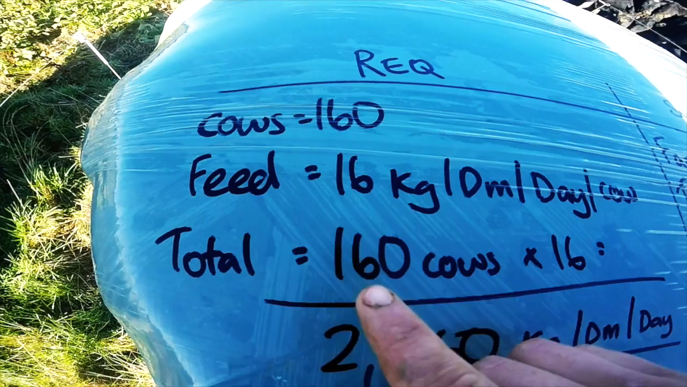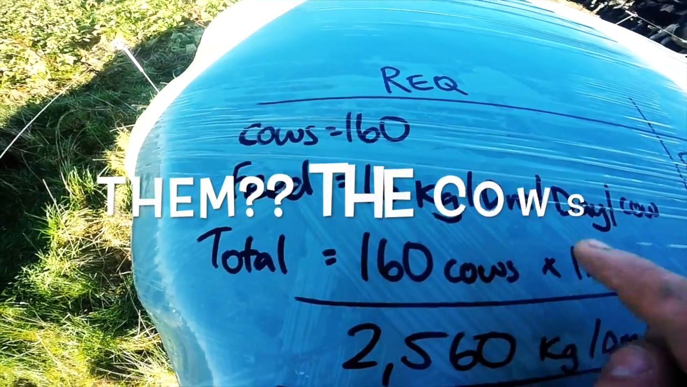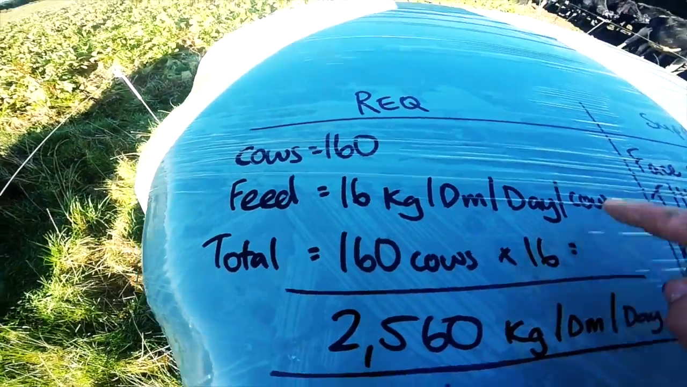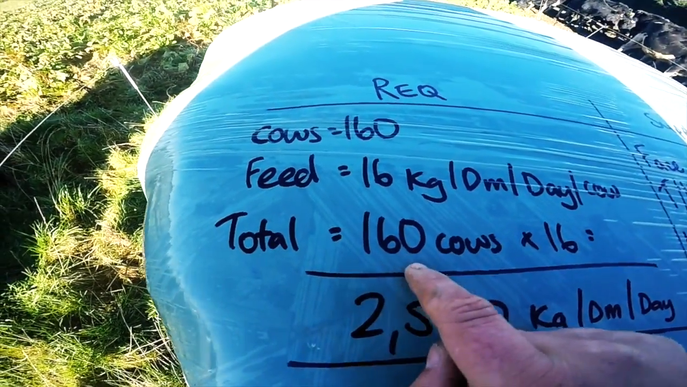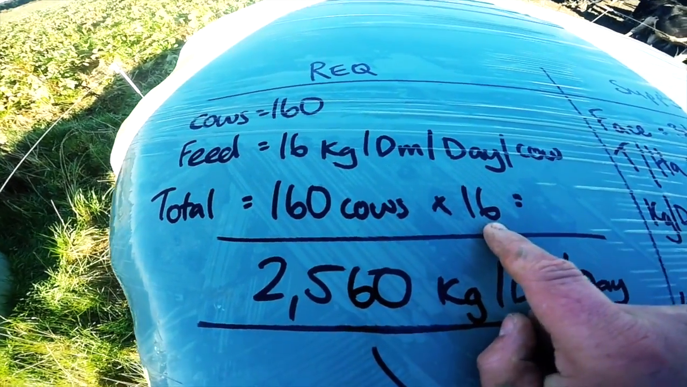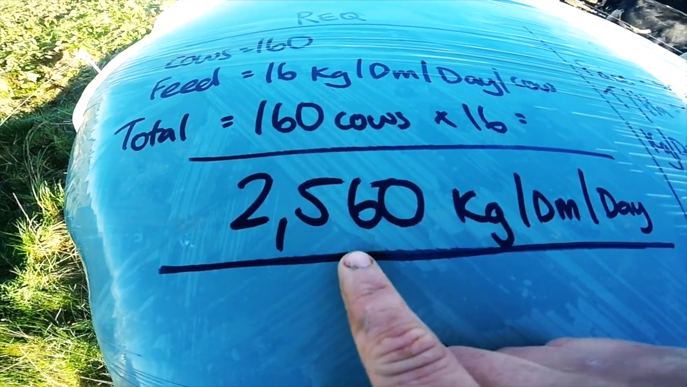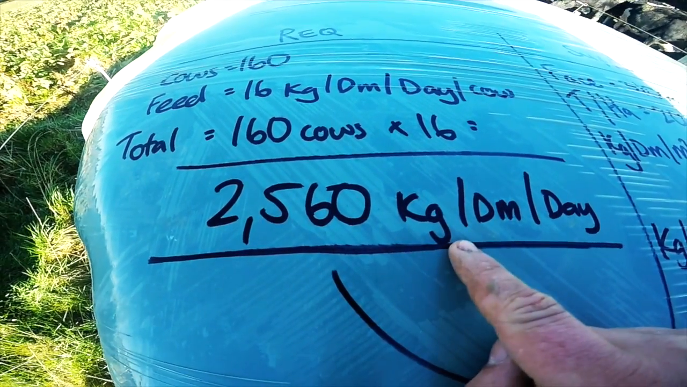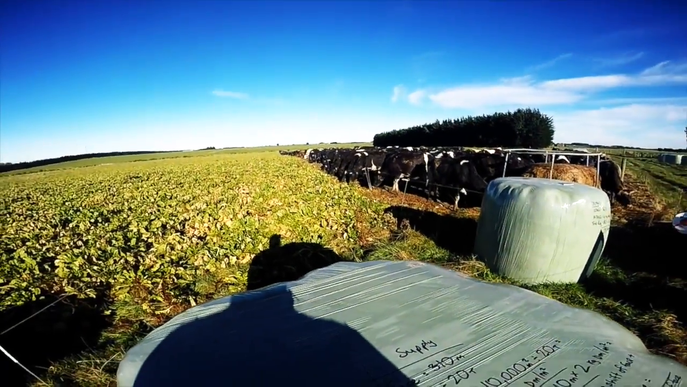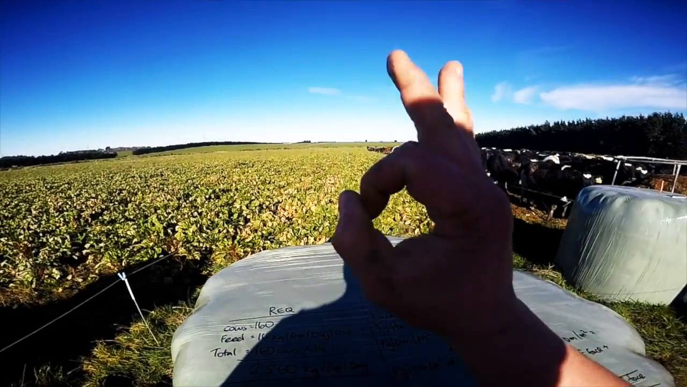So I've just written down the maths behind the work. I'll talk you through how to make sure that your supply is meeting your demand. We're aiming to feed them 16 kgs of dry matter per day, per cow. So that's a total of 160 cows times 16 kgs of dry matter per cow per day, totaling 2,560 kgs of dry matter per day that we need to feed these cows in order for them to put on enough weight so that when we carve them down, they're going to be in pristine condition.